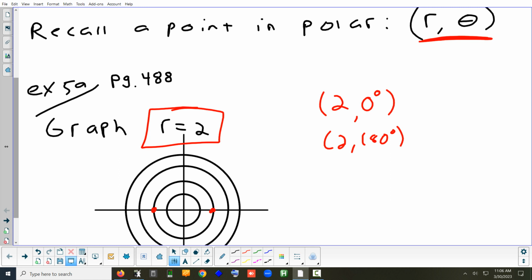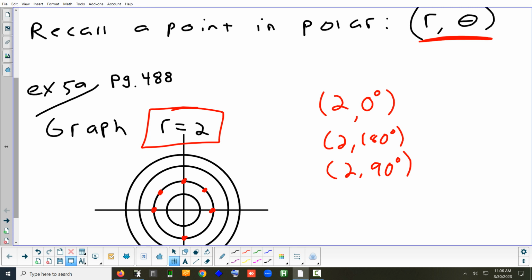What else? Yep, 2, 90. Okay, there's another point on your graph. 2, 45. So that would be right there. What's another one? 135. Okay, so 2, 135. It's over here. It's just 2 at any degree. We could do negatives. Nobody was saying negative, but you could do 2, negative 90. That would bring you down here.